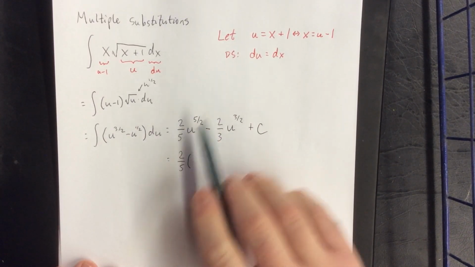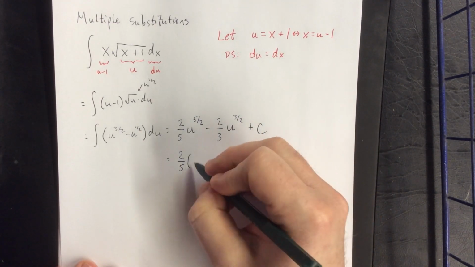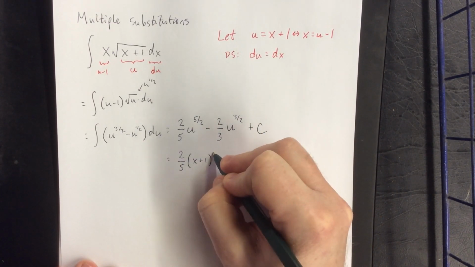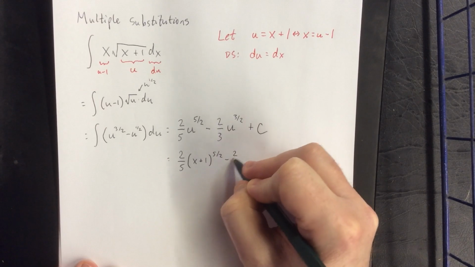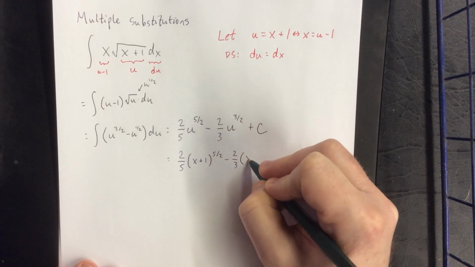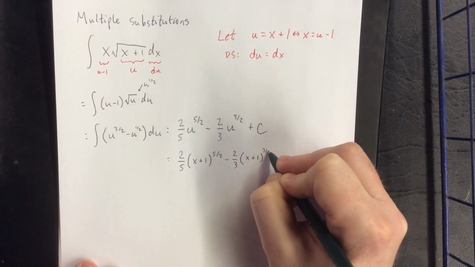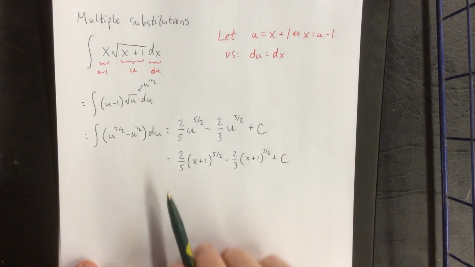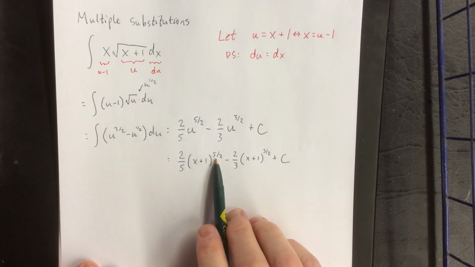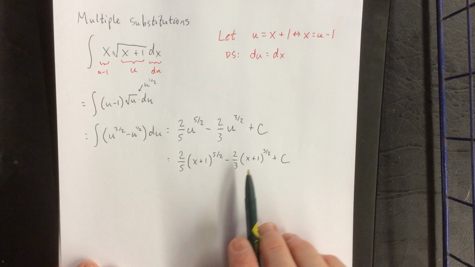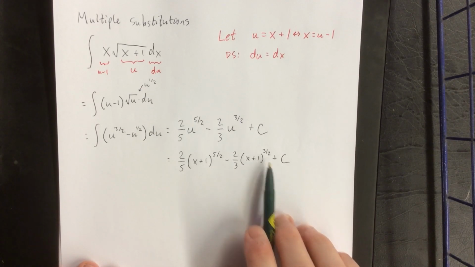And substituting back each of these u's is going to become an x plus 1. For a final answer of 2/5 times x plus 1 to the 5/2 power minus 2/3 times x plus 1 to the 3/2 power plus c.